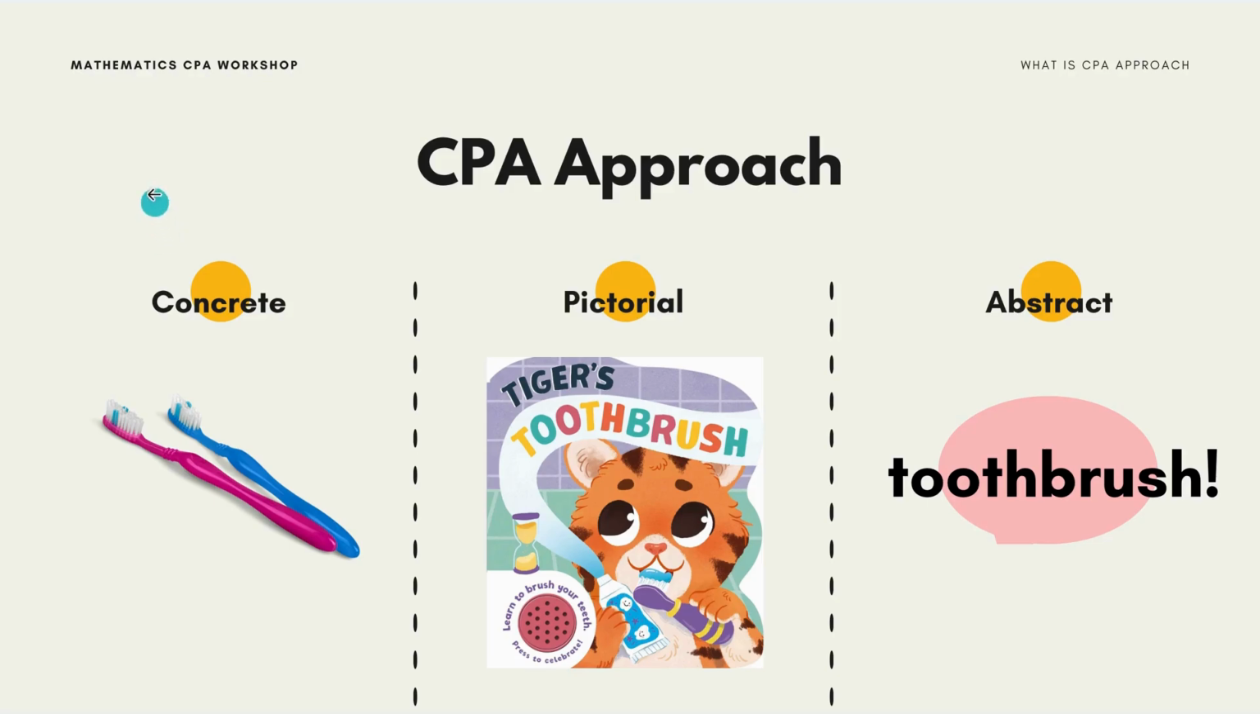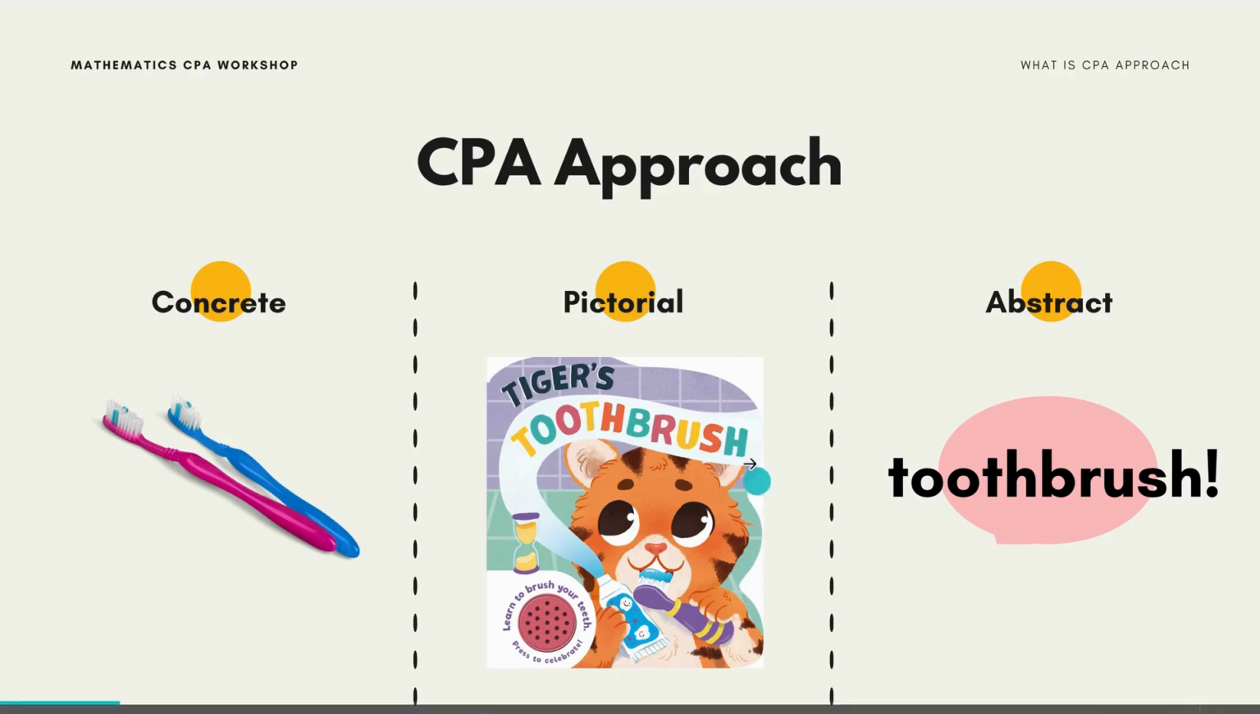And then we move on to the pictorial stage where we show the kid books with the spelling of toothbrush. So for example, in this picture here, you can see that the tiger is holding a toothbrush and there's also the spelling of toothbrush. In this way, they are able to connect how a toothbrush looks like, what a toothbrush is, to the spelling of the toothbrush. And that is the pictorial stage.